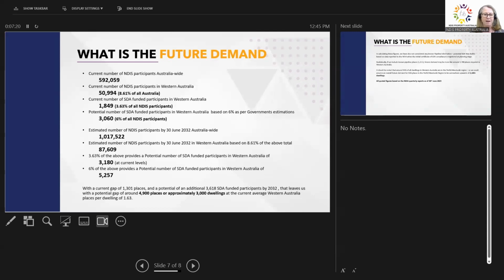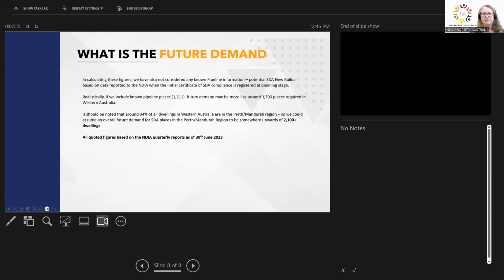So if we've got a current gap of 1,300 places and a potential 3,600 places in the next 9 years, we are potentially looking at, I mean, this is obviously bringing this out right to the highest potential demand. We don't know where that number is going to fall, but we could be looking at around about 4,900 places, or approximately 3,000 dwellings required in Perth over the next 9 years. So that's a lot that we're talking about, and that is a lot of building that's got to be done to meet that demand.